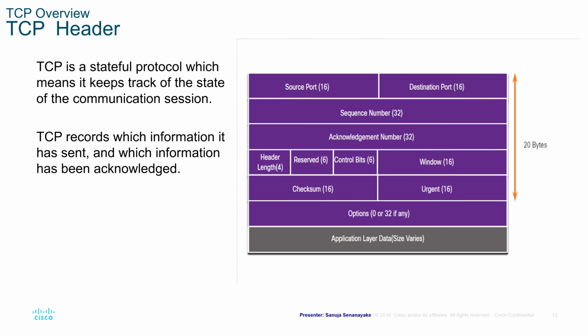If you look at the TCP header, remember TCP is a stateful protocol, which means it keeps track of the state of the communication session, and TCP records which information it has sent and which information has been acknowledged. So if you look at the header, we have the source port, the destination port, the sequence number, acknowledgement number, and a bunch of other information contained within it. I will go over which information in the TCP header is important for the Cisco NetAcad CCNA exams on my next slide.